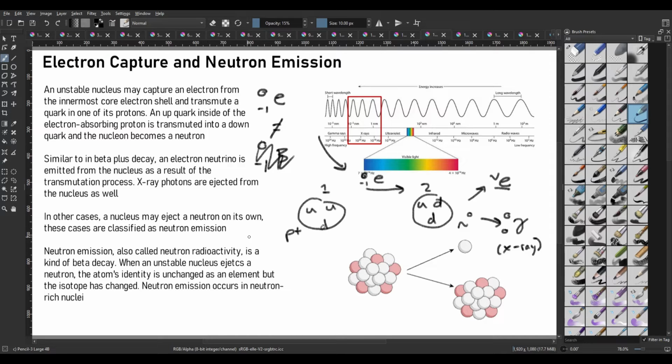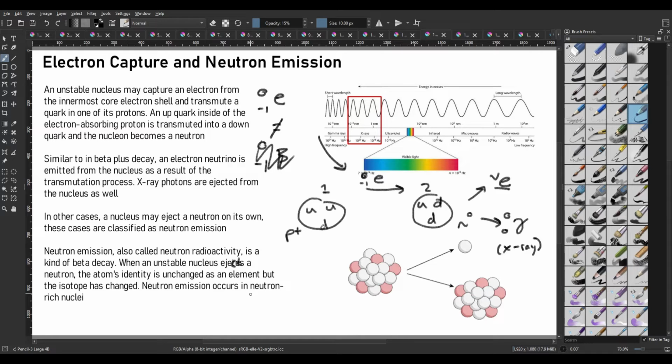And now we're going to move on to neutron emission. An unstable nucleus can eject one of its neutrons to try and approach more stability. It's called neutron radioactivity, and it is another kind of beta decay. We don't classify it as a beta decay for the purposes of the chart on the other slide to avoid confusion, but on a technicality, it is beta decay. And when an unstable nucleus ejects a neutron, the atom's identity does not change because only a neutron was ejected. The only difference is it's a different isotope of the element.